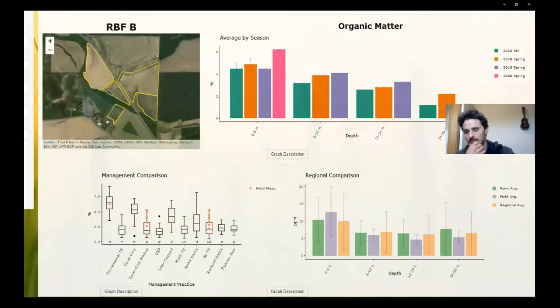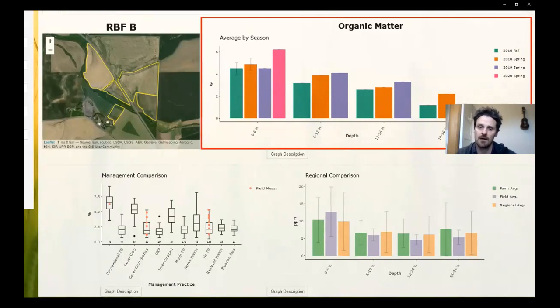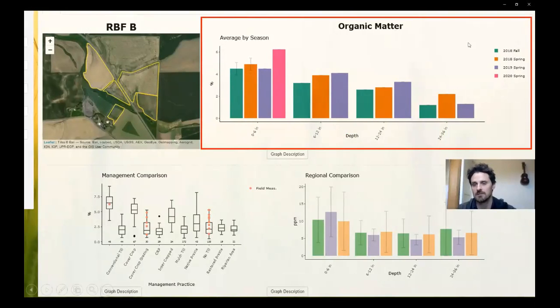This is a close-up of the figures that pop up when they go in there. There's essentially 4 things going on here, and I know it seems like a lot, but I'll walk through them really quick. There's a map in that top left-hand corner of the fields that we've been sampling. That top figure shows seasonal averages by depth of the specific parameters. In this instance, it's organic matter, and you can see it's color-coded by year and season and by depth.